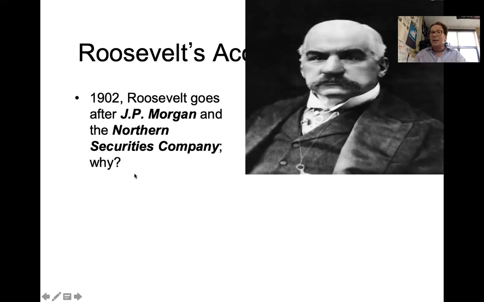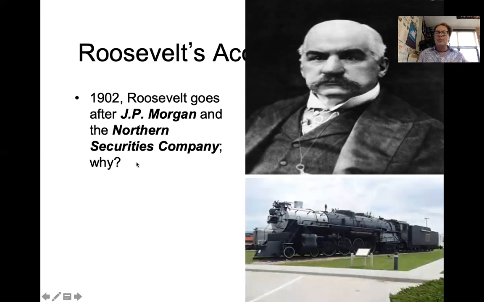So I would draw a line off to the side. Morgan, through the Northern Securities Company, controlled the railroads basically from Chicago, the hub of the country in the middle, all the way to California. So again, if you direct your attention to the overhead screen, because of the fact that J.P. Morgan controlled the railroads, this is something that bothered Roosevelt.